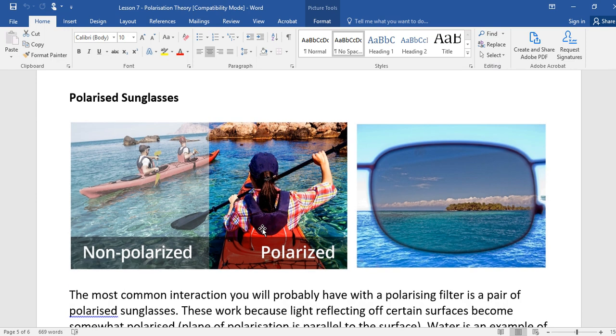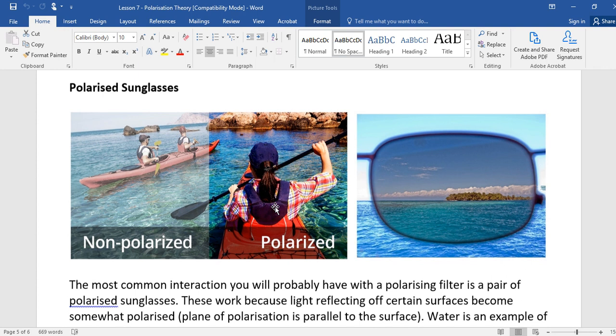Where do we see this most commonly? In sunglasses. I always buy polarized sunglasses. They are the best, especially when you look at things like water or the sky, it makes it look so much cooler. Highly recommend.